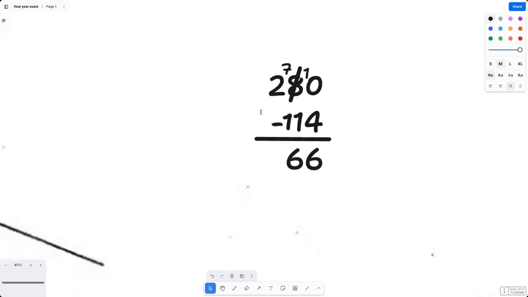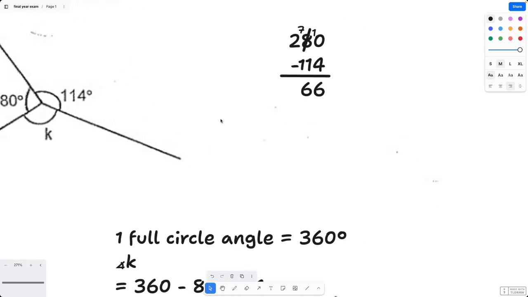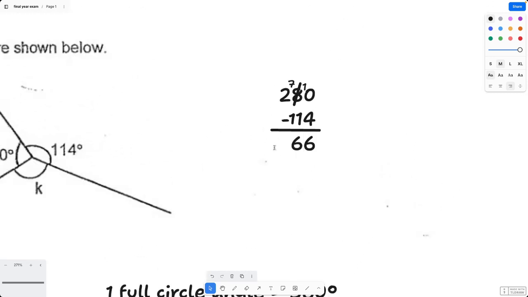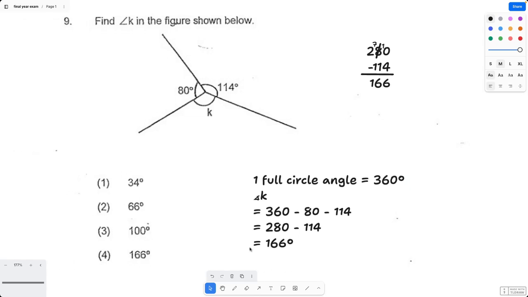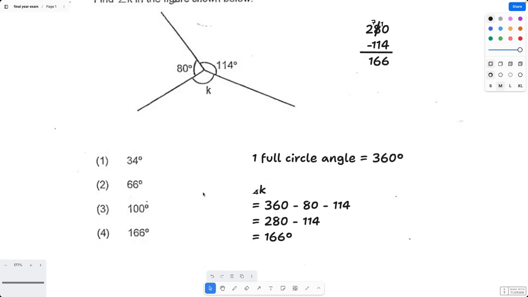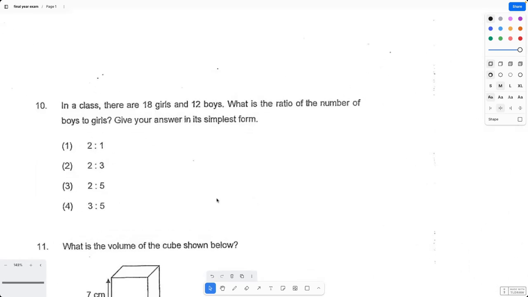280 minus 114, let me double check. 360, 280, 114. Yeah, correct. So this will give us 166. So the answer to this is 166 degrees. So where do we get 166? Option number 4 as well. Alrighty, let's move on to the next question.